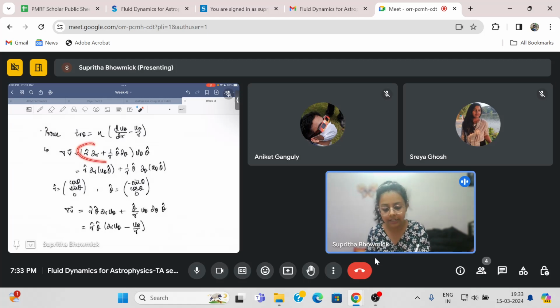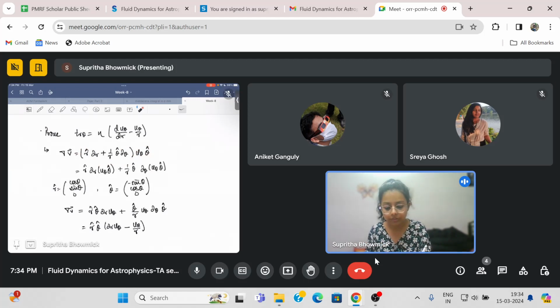So we compute the gradient of the theta component. What is the theta component of the velocity? It is simply u theta theta cap. And remember, this acting on this is not a dot product. It is not the usual gradient. This is like an outer product. So this is not going to give you a scalar. It's going to give you a tensor.